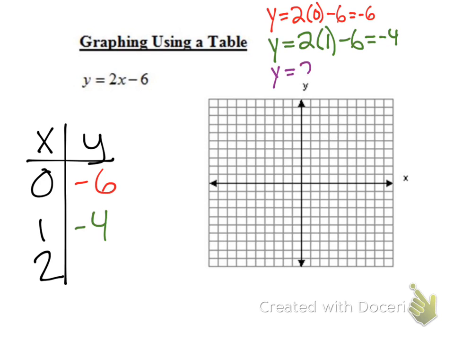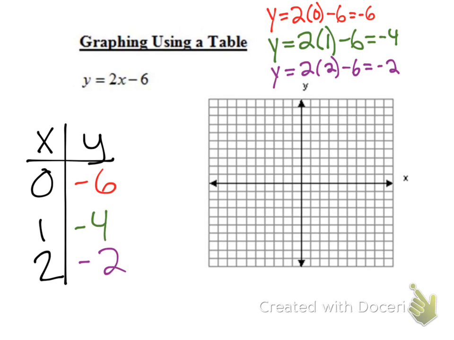Same thing. Take the X out, put a 2 in. 2 times 2 is 4, and 4 minus 6 is negative 2. That's my third ordered pair. Once you have the 3 ordered pairs in the table, remember, you pick the 0, 1, 2, do the math to get the corresponding Y's. Now you can graph these.